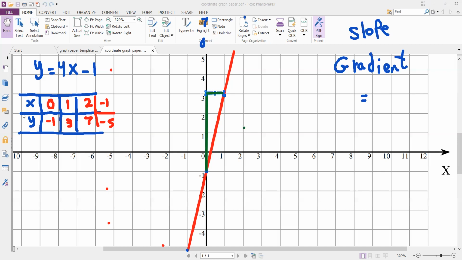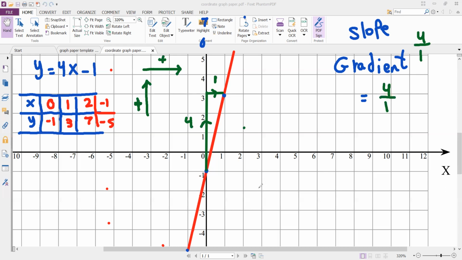That's the rise over run. You with me? So here, this is 4 up and 1. This 4 is positive because we are moving up, and we are moving to the right, so it's positive. So what is the gradient or the slope? It's 4 over 1, which is 4.